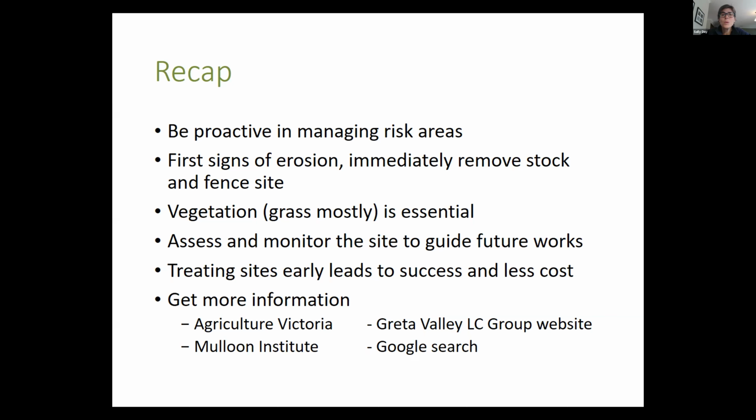And I've just popped in four sources of more information. The Agriculture Victoria website, and the Melbourne Institute website, we saw the little clip on leaky weirs from them earlier, is good. The Greta Valley Landcare Group website has got a lot on managing gullies and erosion control. And there's so much available by doing a Google search. You'll pull up sites in Queensland, New South Wales, WA. All of that's relevant and will assist your understanding of what you might be able to do at your site.